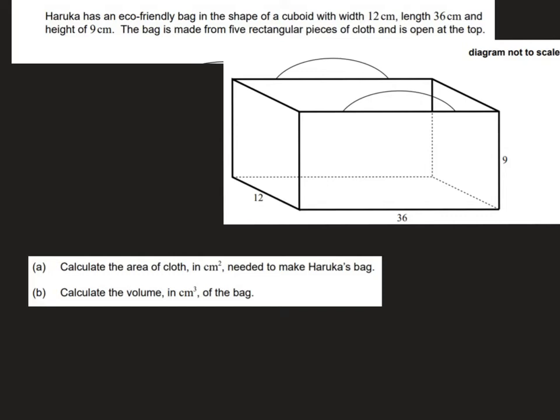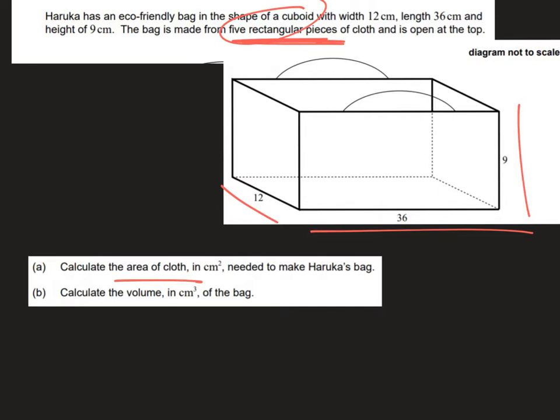In question 6, we are given a bag which is in the shape of a cuboid, which has a width of 12 centimeters, a length of 36 centimeters, and a height of 9 centimeters. And in part A, we're asked to calculate the area of cloth needed to make Haruka's bag. Now, we're told that the bag is made from 5 rectangular pieces of cloth.